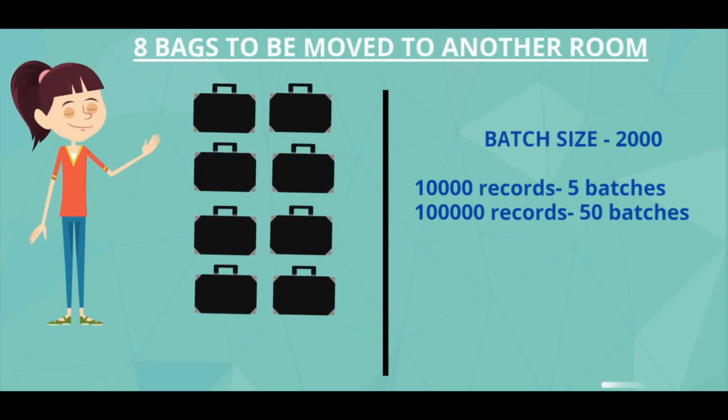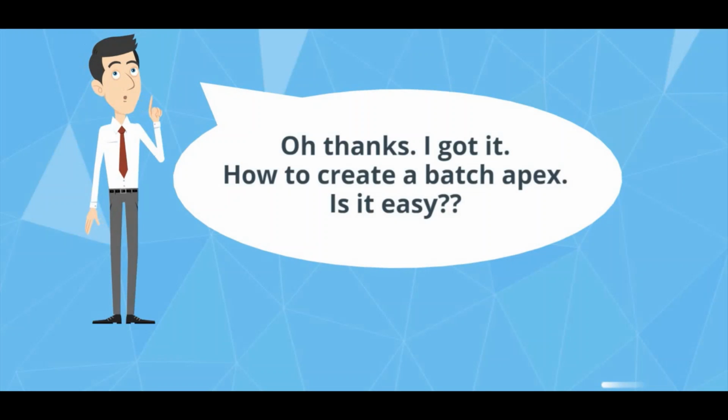If we convert this analogy to our Salesforce example, if batch size is equal to 2000, which means I can hold 2000 records at once, to process 10,000 records it will take 5 batches. To process 1 lakh records that Queueable has asked, it will take 50 batches. This is how batch Apex works. I hope this bags analogy helps you to understand batch Apex with batch sizes. Oh, thanks. I got it.